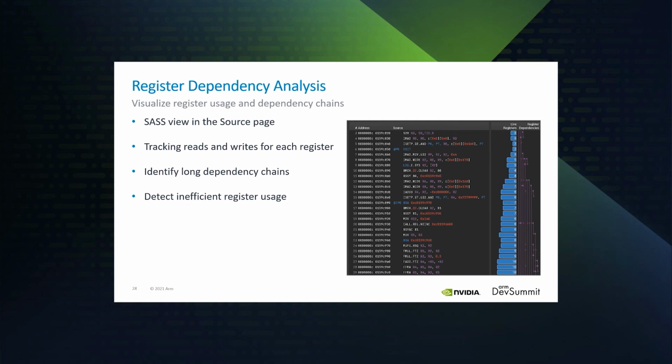We also just added something known as the register dependency analysis. This is a visualization in the source view to help you see the dependencies for register reads and writes. Using this information, you can identify long dependency chains in the application, which may be causing bottlenecks or performance issues. It also helps you detect inefficient register usage, where you may be able to improve your performance by more efficiently utilizing the registers available on the device.